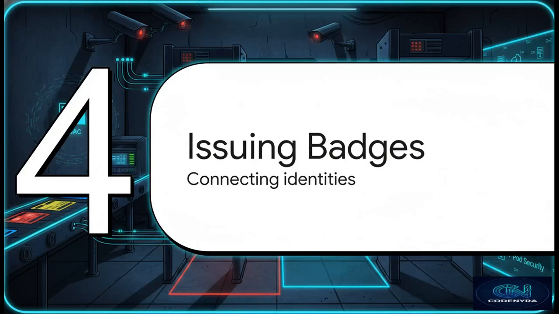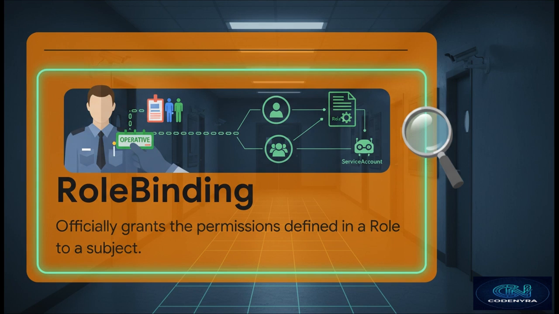Which brings us to Phase 4, issuing the badges. Let's connect these identities to their clearance levels using bindings. See, a role by itself doesn't actually do anything. It's really just a definition on a piece of paper. To actually activate it, you need a role binding. A role binding is the administrative act of physically pinning that specific colored badge onto a specific operative's uniform.